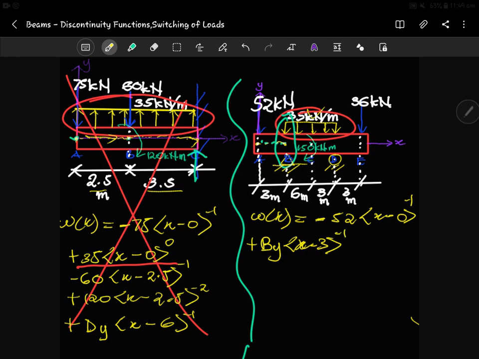And then what else starts at that 3? We have the distributed load. Actually, it's pointing down, so that's a minus. The magnitude is 35, and then Macaulay bracket x, it starts at 3. And this is a uniform distributed load, so the exponent is 0. So we move along until we get here.